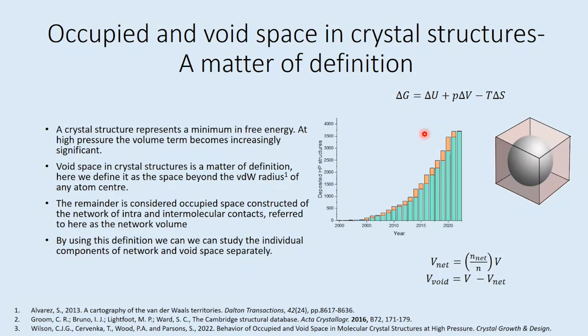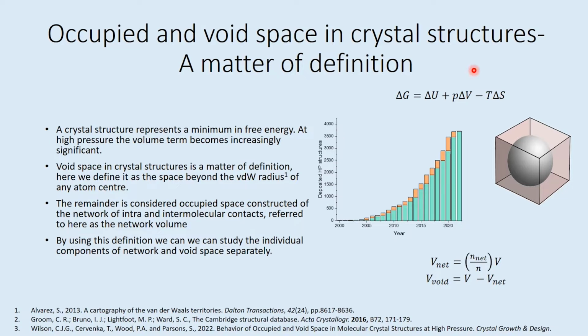So just some context. A crystal structure represents a minimum in free energy, as I'm sure we all know. Under ambient conditions, that represents an optimization between internal energy, so this delta U term, and entropy, so this T delta S term here. But obviously, as we move to higher and higher pressures, this PDV term is going to become increasingly significant. And so almost all high pressure phase transitions are driven by a reduction in this PDV term to, of course, overall reduce this delta G for the particular polymorphic form.